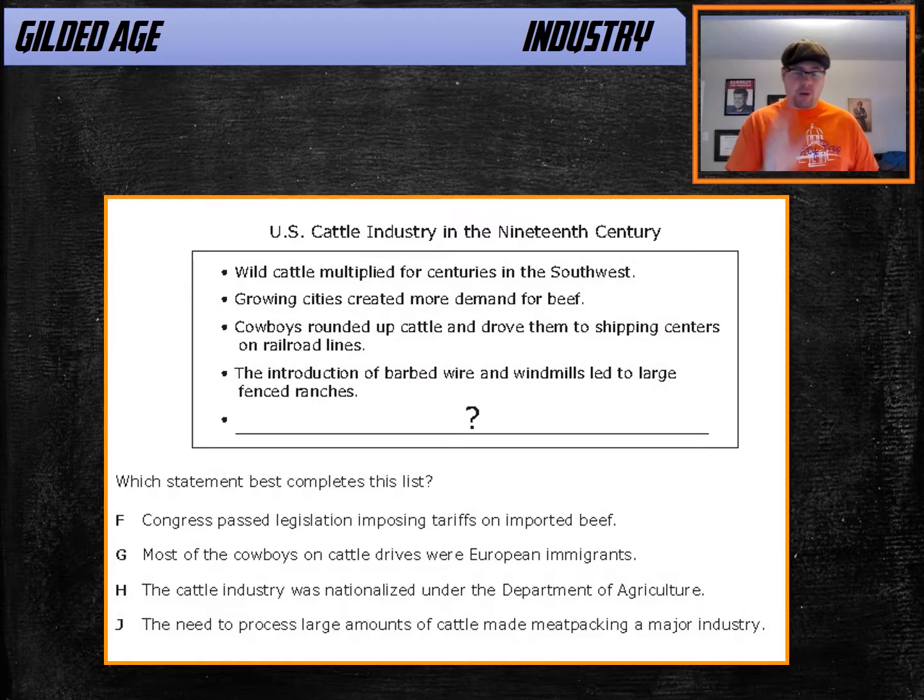And finally, here's a question that's directly on cattle. You get a lot of descriptions, and then, how do you best complete this list? If you look down to the very bottom, the need to process large amounts of cattle made meat packing a major industry. This is something that I've only seen a couple of times, but it connects the increase in cattle to the increase in industrialization, meat packing.